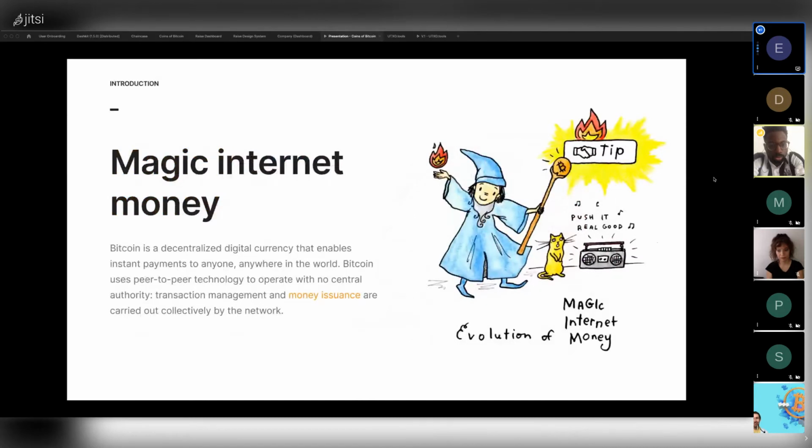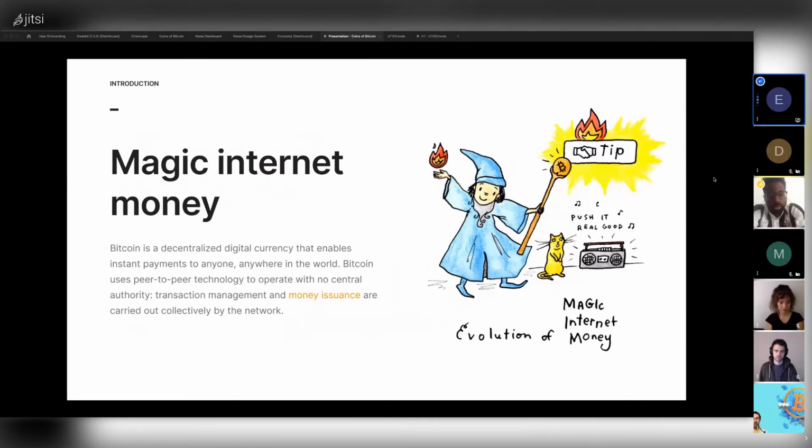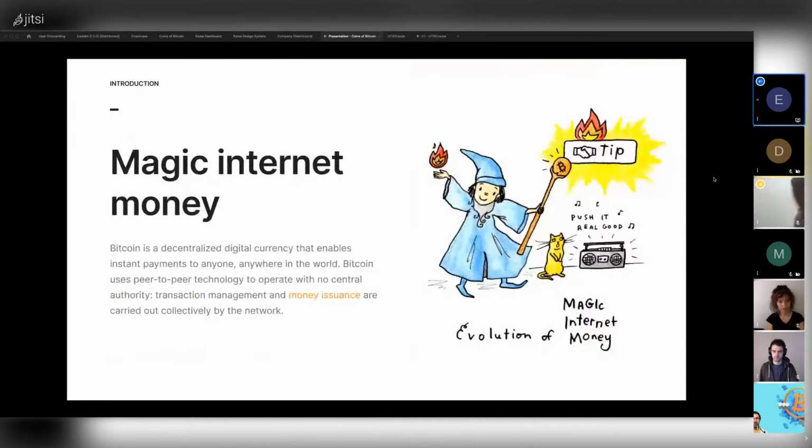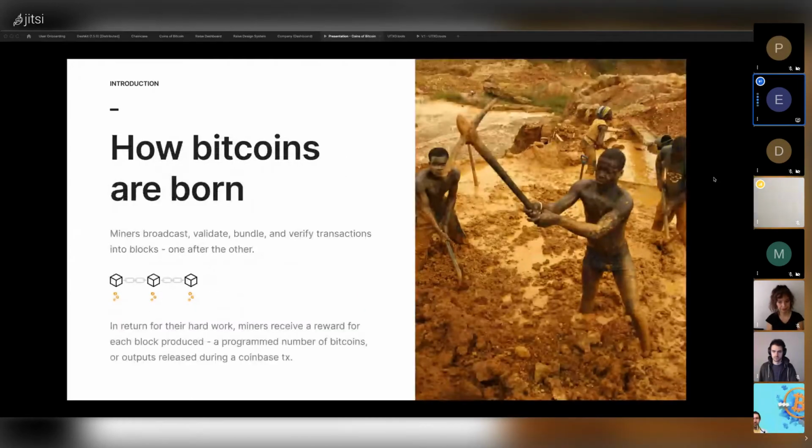So always starting off with Magic Internet Money, and giving them a brief run through of how Bitcoin works on the network level, touching briefly on some more advanced topics, but not going too deep into it. I highlighted money issuance, basically to get into mining and figuring out where these UTXOs or coins actually come from. I've included this because I want people to have a vague understanding of what coinbase transactions are, and how UTXOs come out of those.